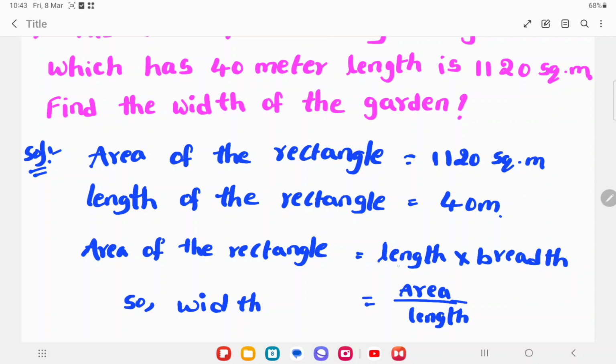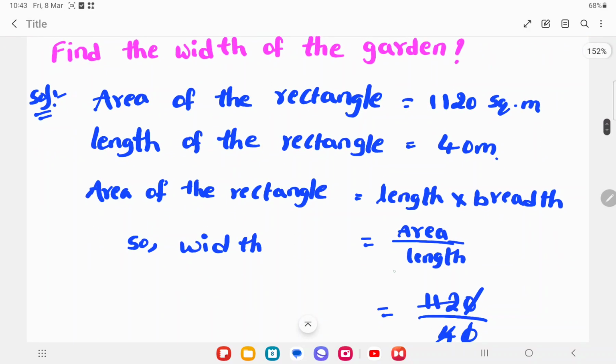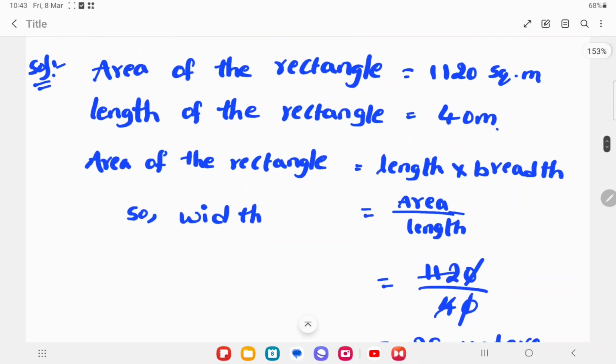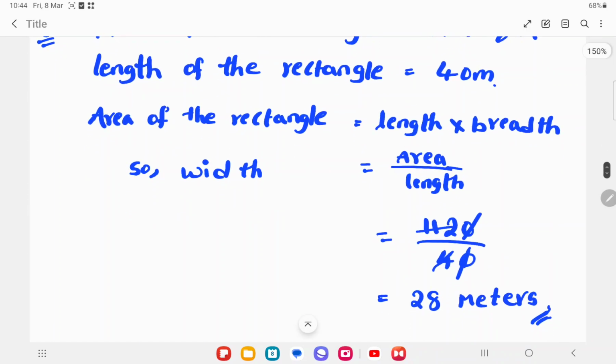So to find the width, width is equal to area by length. Area is given, 1120 square meters, by length, which is also given, 40 meters. So here 40 cancelled into 1120 square meters 28 times. So 28 meters is the solution.